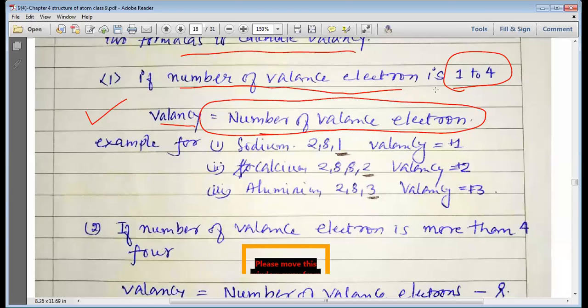That means if the number of valence electrons is 1, the valency is 1. If the number of valence electrons is 2, the valency is 2. If the number of valence electrons is 3, the valency is 3. If the number of valence electrons is 4, the valency is 4.